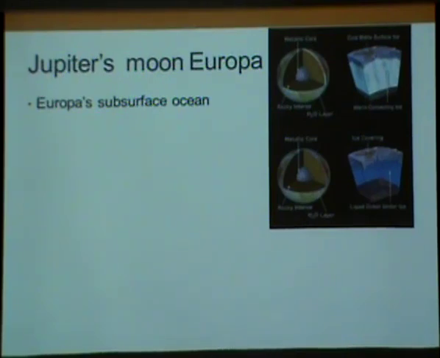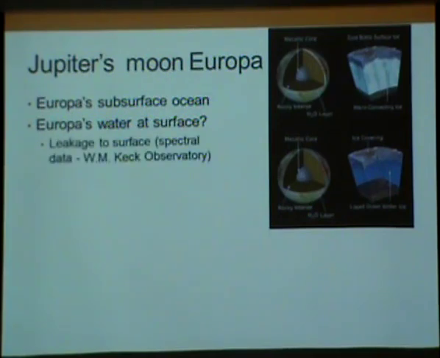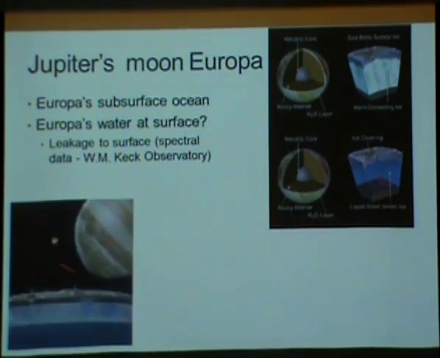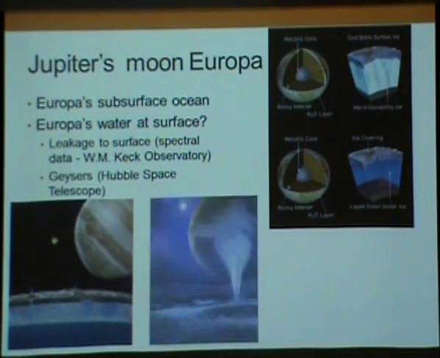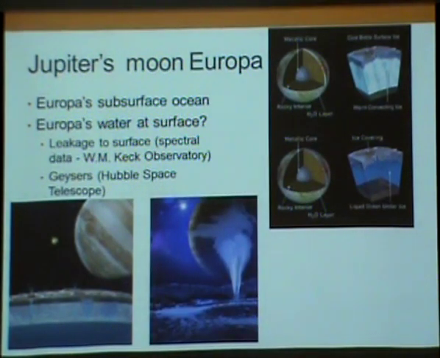Now, one of the intriguing ideas, and this has very intriguing space implications, is there water on the surface? There's this deep subsurface ocean, but is there water on the surface? One finding is that there might be leakage to the surface, and this is from spectral data. They found some indication that there might be water seeping to the surface. So maybe there are little springs of water trickling to the surface. In fact, last December, there was a report that there might even be geysers. This was from observations by the Hubble Space Telescope.